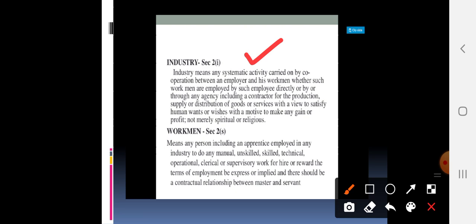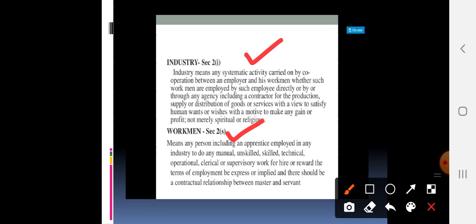Next is the definition of workman. As per section 2 clause S, it means any person, including an apprentice, employed in any industry to do any manual, unskilled, skilled, technical, operational, clerical or supervisory work for hire or reward, the terms of employment being express or implied, and there should be a contractual relationship between master and servant.